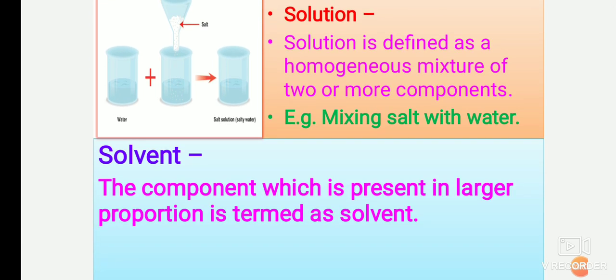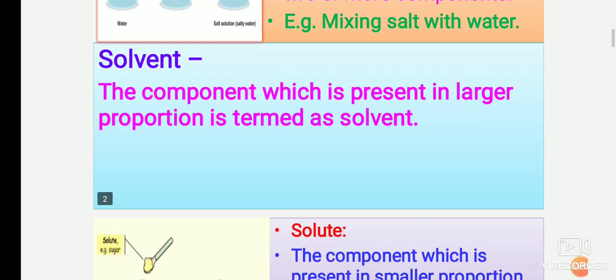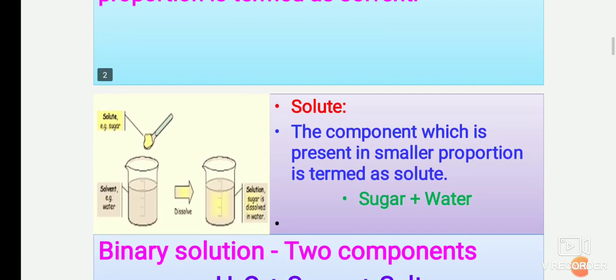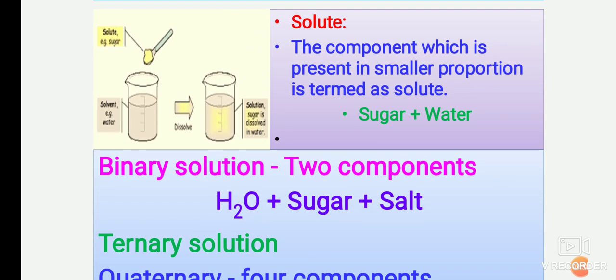Then we see the definition of solvent and solute. These definitions are also asked in exam for 1 mark each. First we see the definition of solvent. The component which is present in larger proportion is termed as solvent. Definition of solute. The component which is present in smaller proportion is termed as solute.